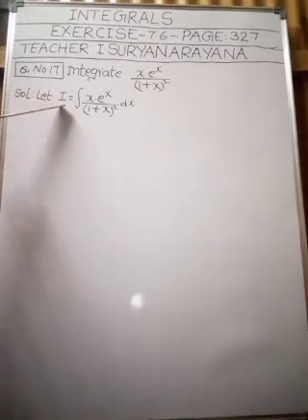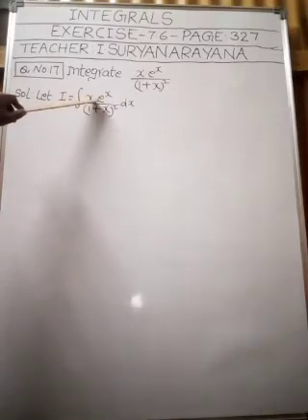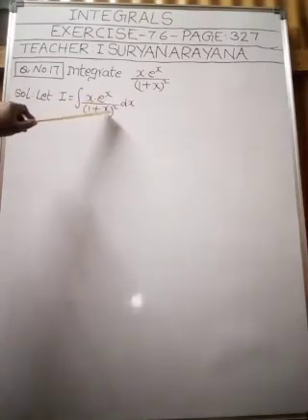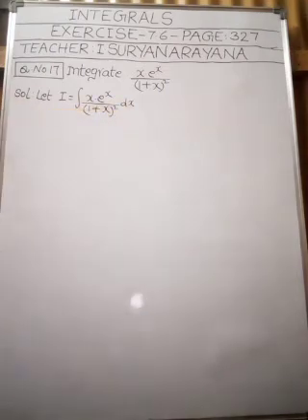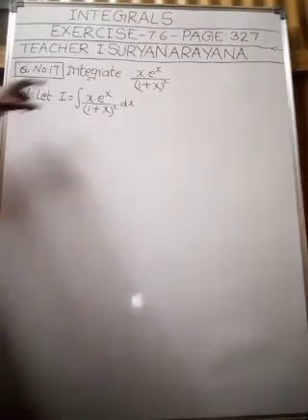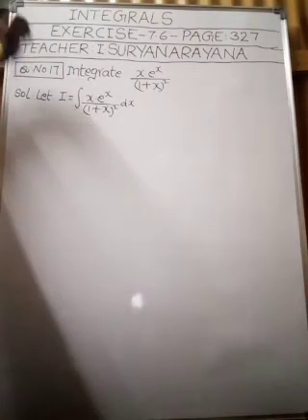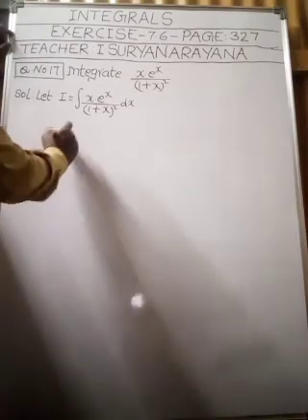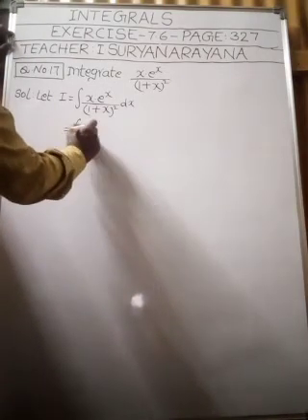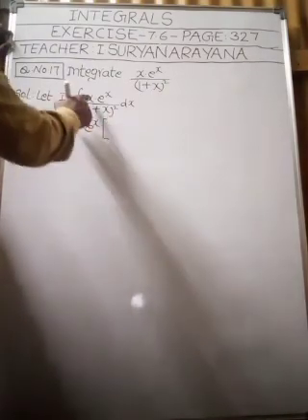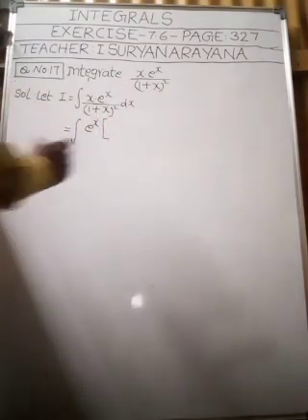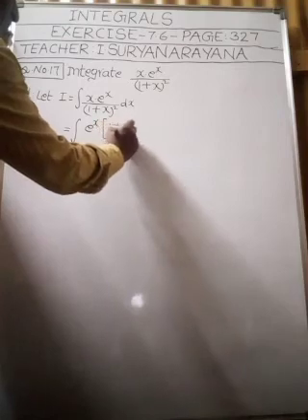Let us assume that capital I is equal to integral x into e power x by (1 plus x) whole square dx. Okay, my children, you know this first step. Understood this step? Right. Now let us change this function according to our convenience. Integral e power x into, here x is there in the numerator, we can write it as 1 plus x minus 1.